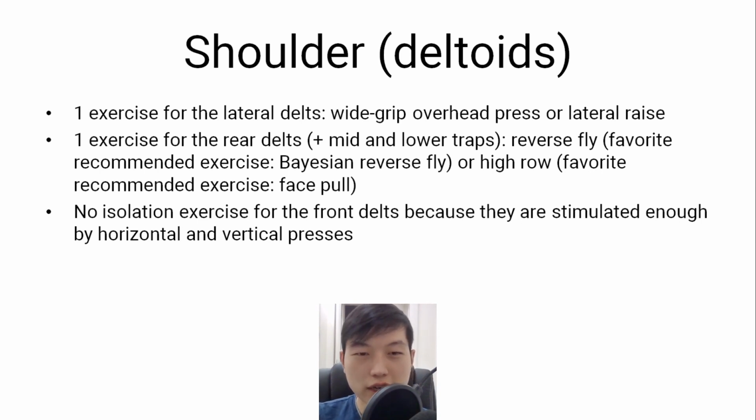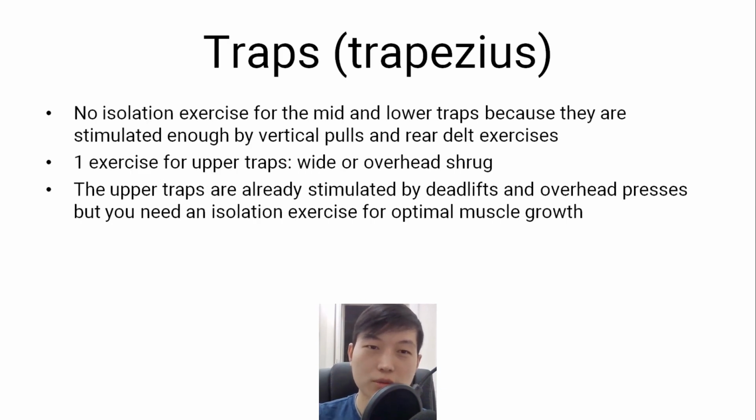Usually you don't need an isolation exercise for the front delts because they are stimulated enough by horizontal and vertical presses. The traps. No isolation exercise for the mid and lower traps because they are stimulated enough by vertical pulls and rear delt exercises. The upper traps are already stimulated by deadlifts and overhead presses, but you need an isolation exercise for optimal muscle growth.